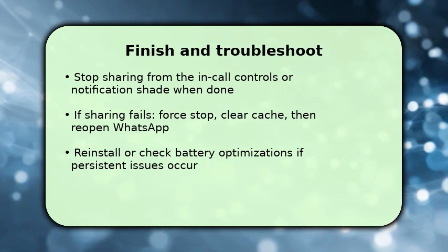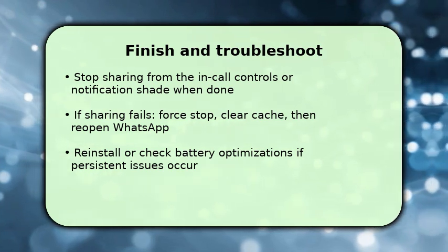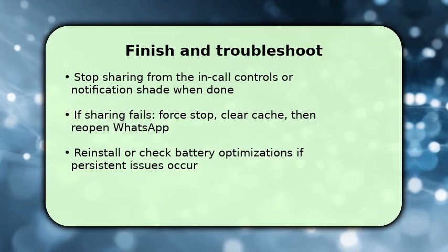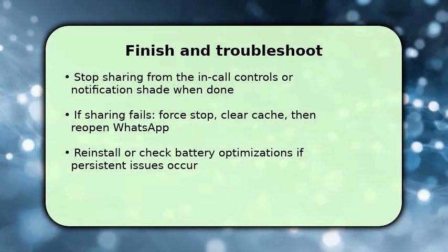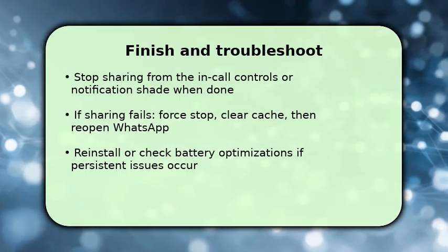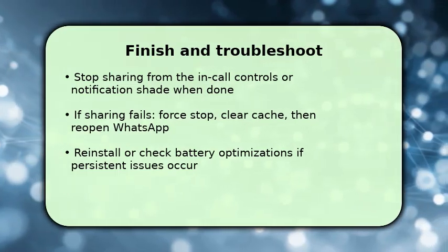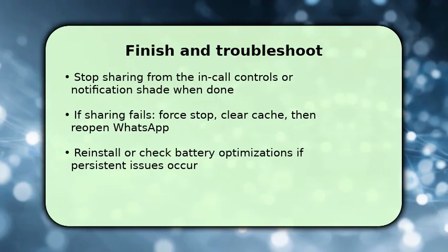If screen share fails or disconnects, force stop WhatsApp, clear its cache, and reopen the app. This resolves many permission glitches. Make sure battery optimization is disabled for WhatsApp and that no screen recording blocker apps are running.